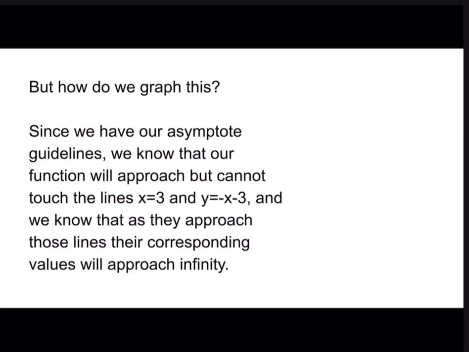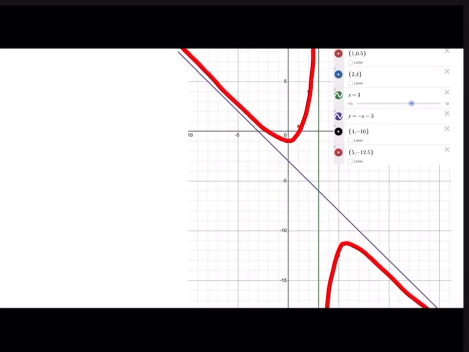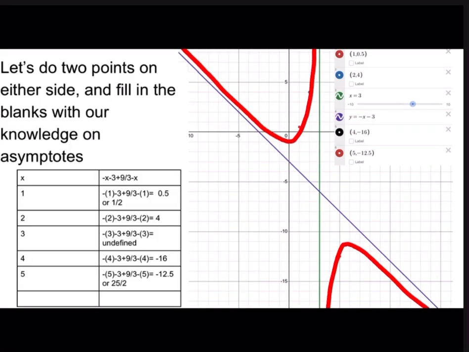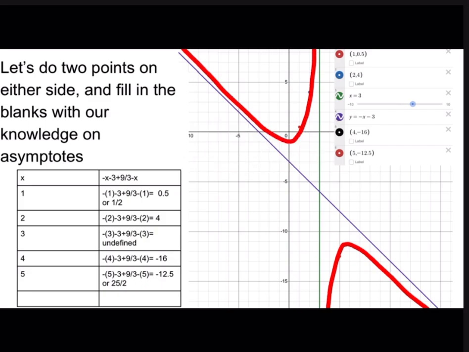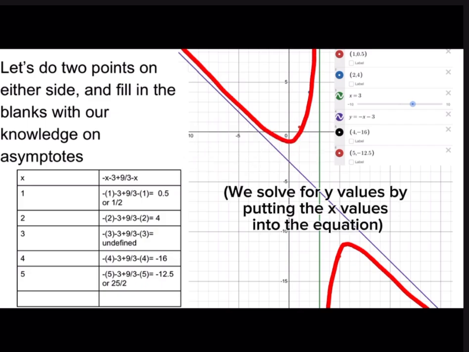But how do we graph this? Since we have our asymptote guidelines, we know that our function will approach but cannot touch the lines x equals 3 and y equals minus x minus 3. And we know that as they approach those lines, their corresponding values will approach infinity. Let's do 2 points on either side and fill in the blanks with our knowledge on asymptotes. And with that, we have graphed a rational oblique function. Congratulations.